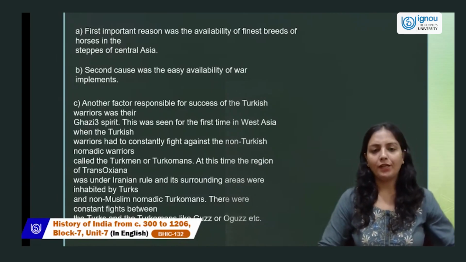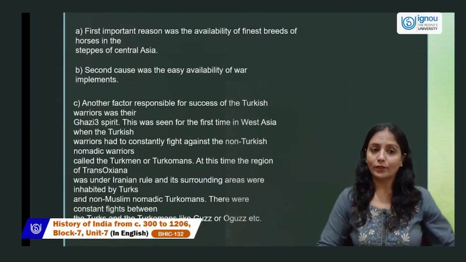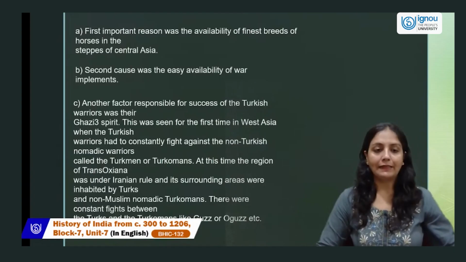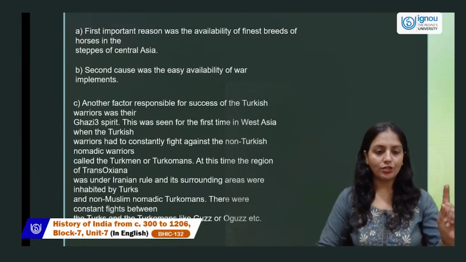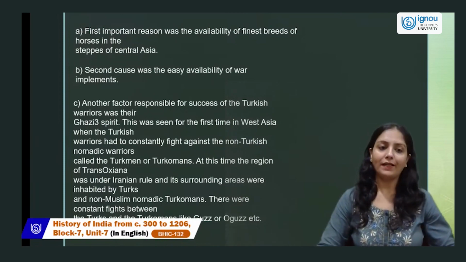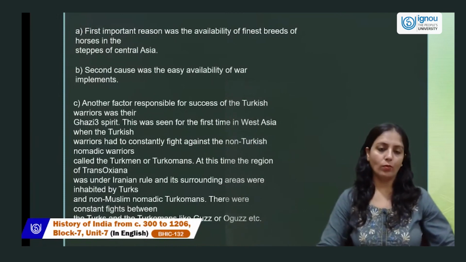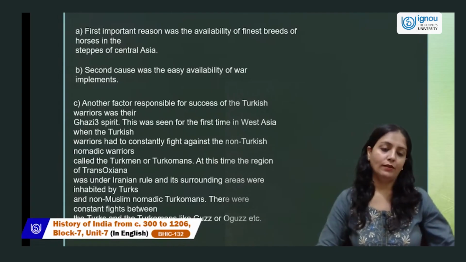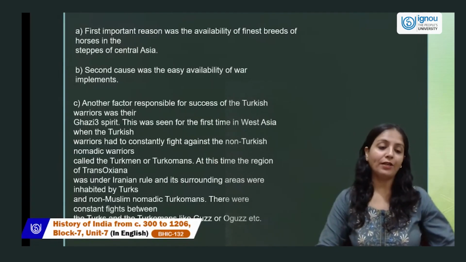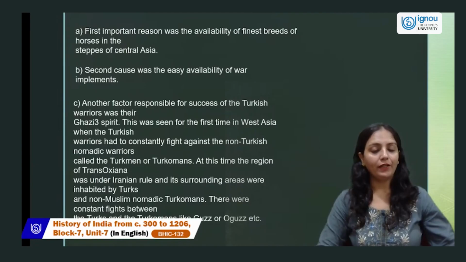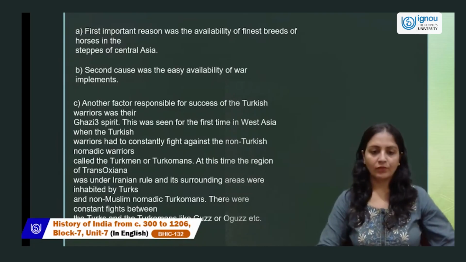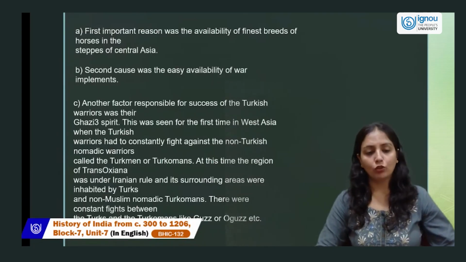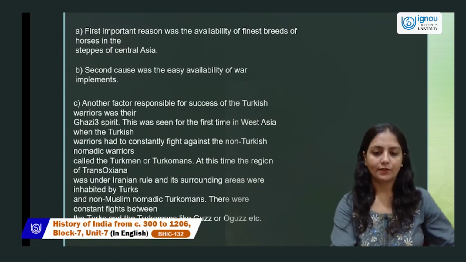Ghazi spirit. This was seen for the first time in West Asia when the Turkish warriors had to constantly fight against non-Turkish nomadic warriors. They were fighting with each other, called the Turkmen and Turkomans. At this time, the region of Transoxiana was under Iranian rule, and its surrounding areas were inhabited by Turks and non-Muslim nomadic Turkomans. Turkomans means nomadic communities, just like tribals. There were constant fights between the Turks and Turkomans like the Ghuz, etc.